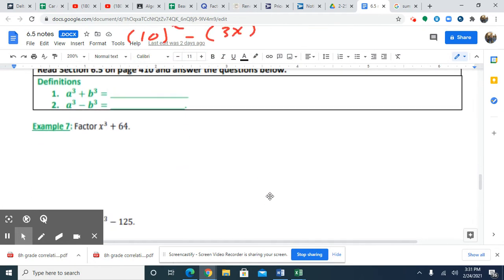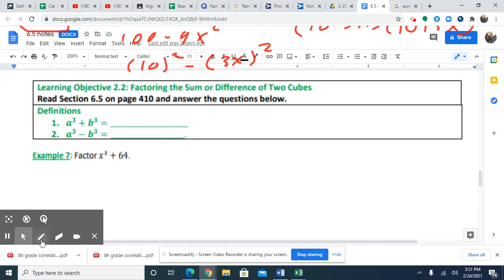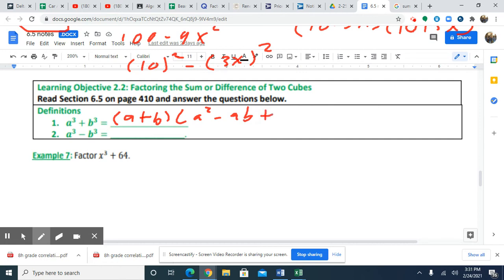Now we also have what we would call the sum and difference of cubes. When we're adding two things in the form of a cubed plus b cubed, we would write the factors as a plus b, and then a squared minus ab plus b squared. And when we have a difference of cubes, we would write it as a minus b, and then a squared plus ab plus b squared.